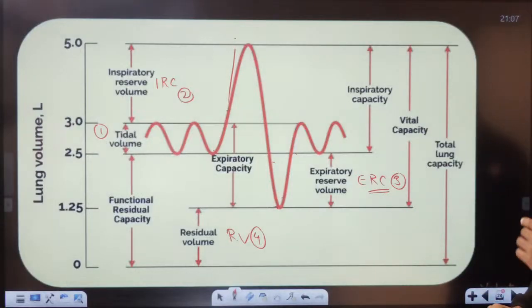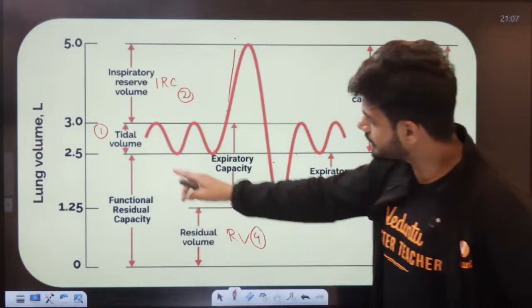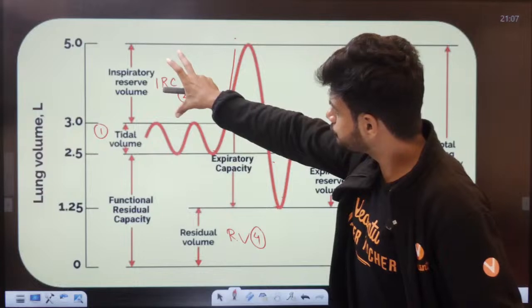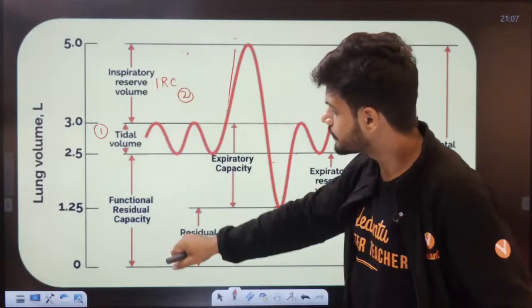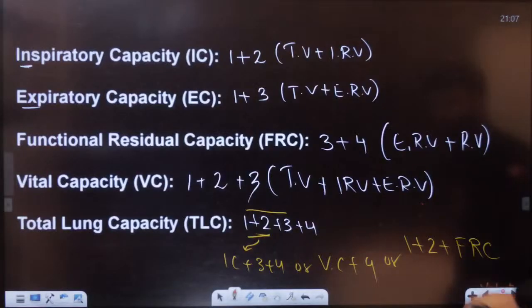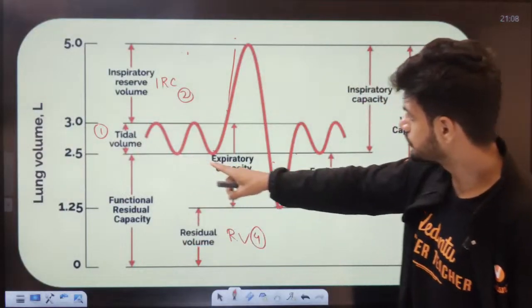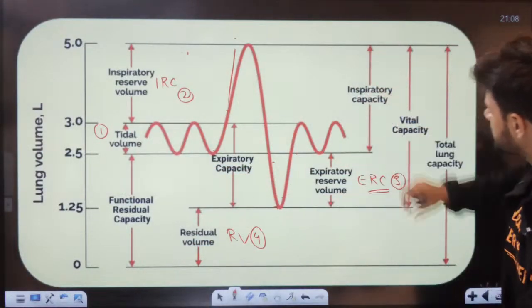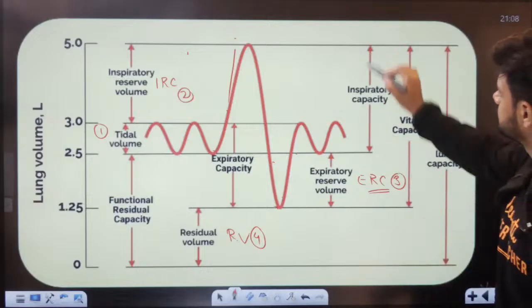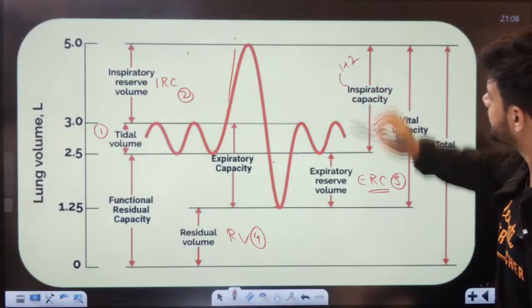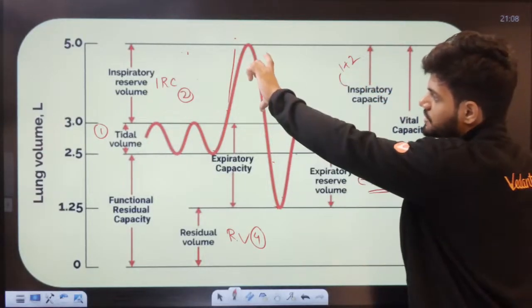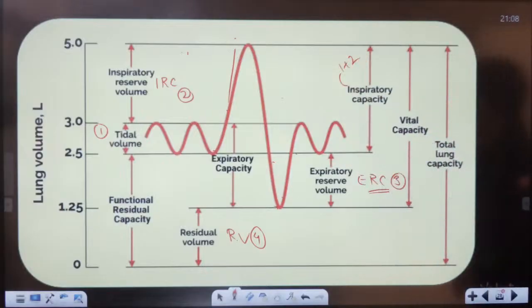Now students, let's say I take normal 1 plus forcefully inside, 2. What is 1 plus 2? All of you, that is basically inspiratory capacity. Yes or no? Inspiratory capacity is 1 plus 2. Can you see, students? 1 plus 2, inspiratory capacity, is here.